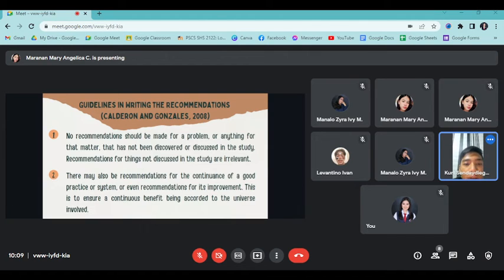Number 2. There may also be recommendations for the continuance of a good practice or system, or even recommendations for its improvement. This is to ensure continuous benefits being accorded to the universe involved. In this recommendation, much better na we give a good practice for improvement, specific actions to be taken with regard to policy, practice, or theory. Specific suggestions that you make with regard to further research on the topic.